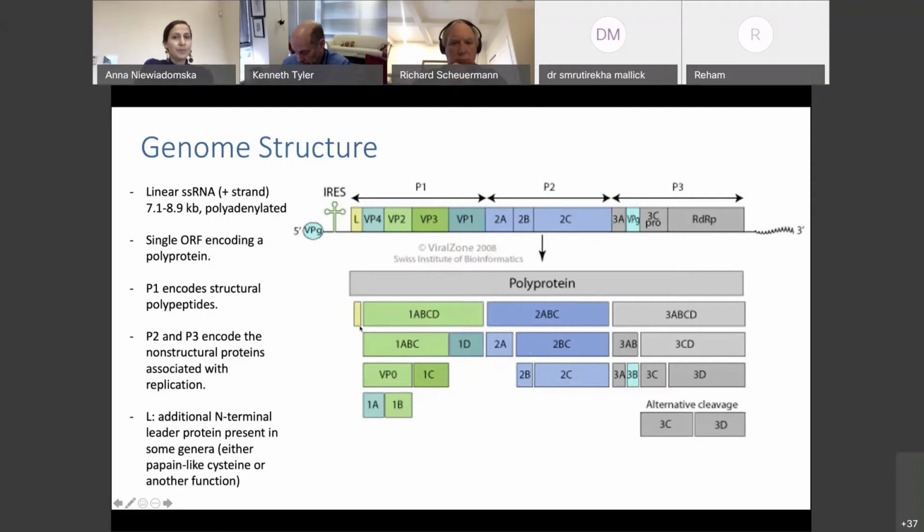So one thing that I should mention is that there's an additional protein L over here, which is the N-terminal leader protein, and this is only present in some genera. And it either has a papain-like cysteine protease function or another function. But for the most part, these Picornaviridae have similar structures.